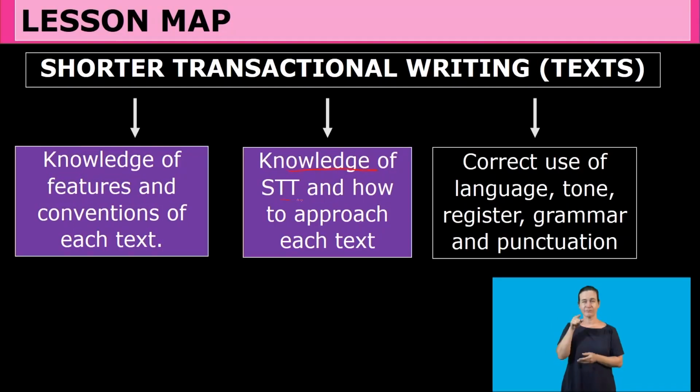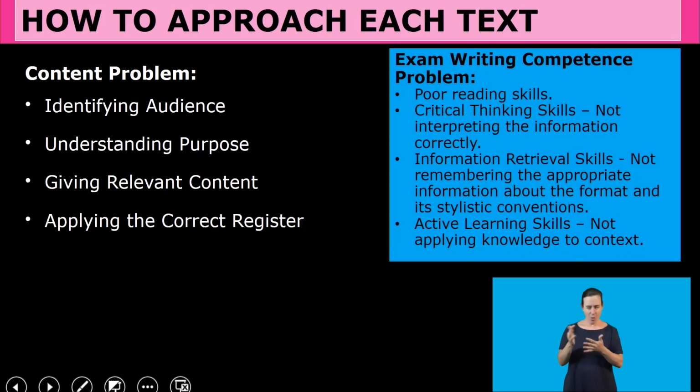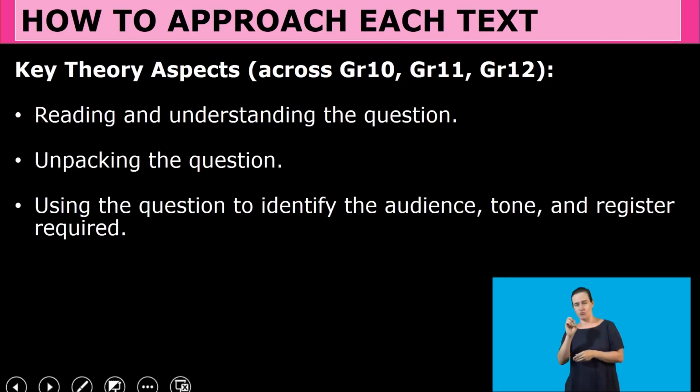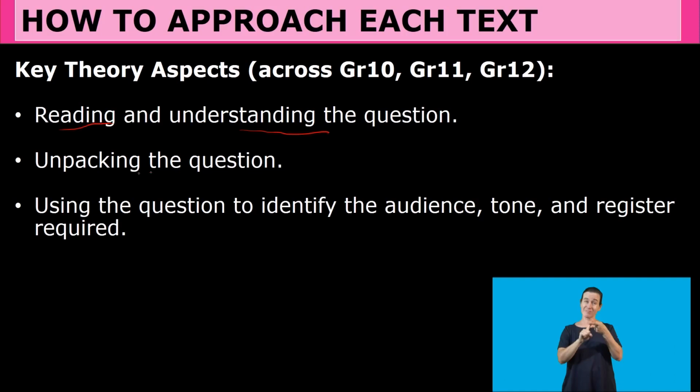The next aspect on our lesson map is the knowledge of shorter transactional and how to approach each type of text. Content problems include identifying the audience, understanding the purpose, giving relevant content, and then applying the correct register to the specific text. Key theory aspects include reading and understanding the question, unpacking the question, and then using the question to identify the audience, tone, register required for each type of text.